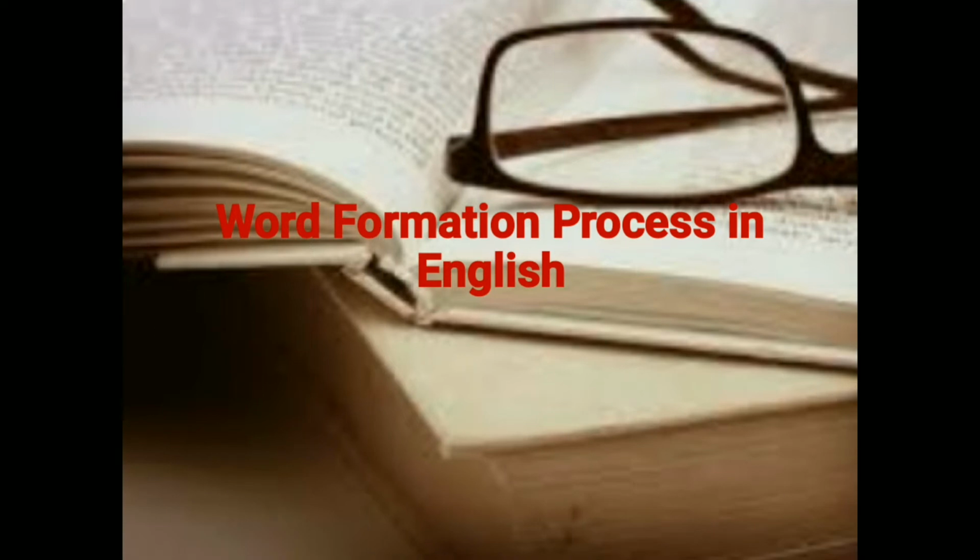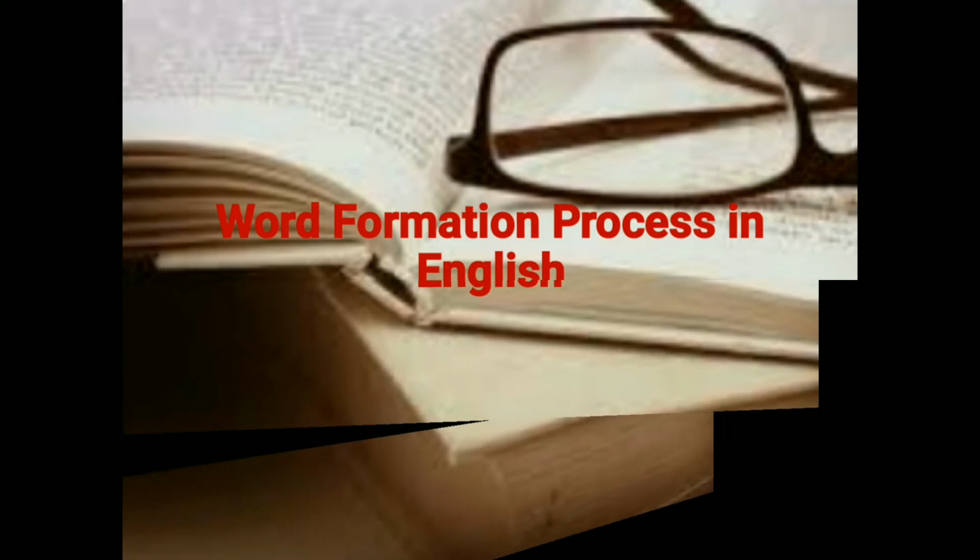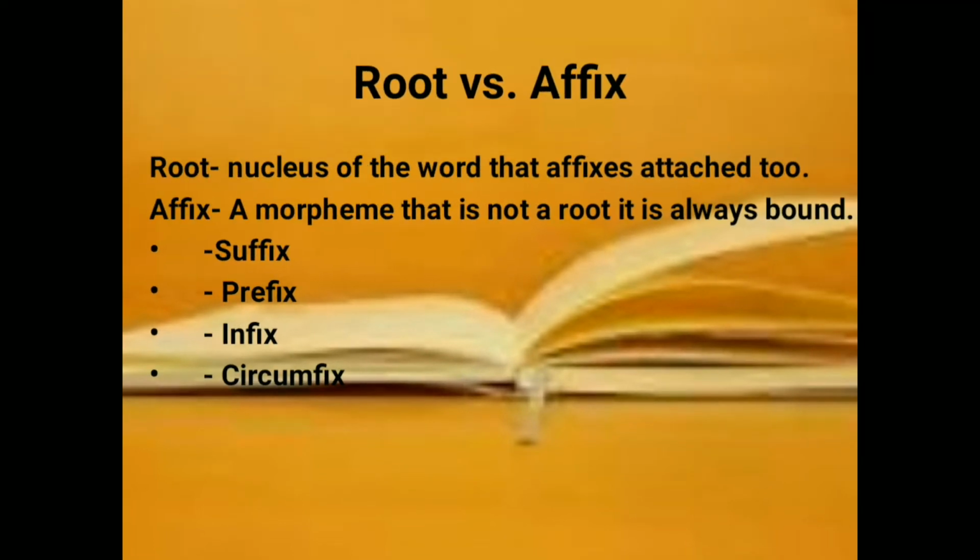So, let's proceed to word formation processes in English. We have root and affix. A root is the nucleus of the word that affixes attach to. In English, most of the roots are free; in some languages that is less common. An affix is a morpheme that is not a root. It is always bound. The types are suffix, prefix, infix, and circumfix.